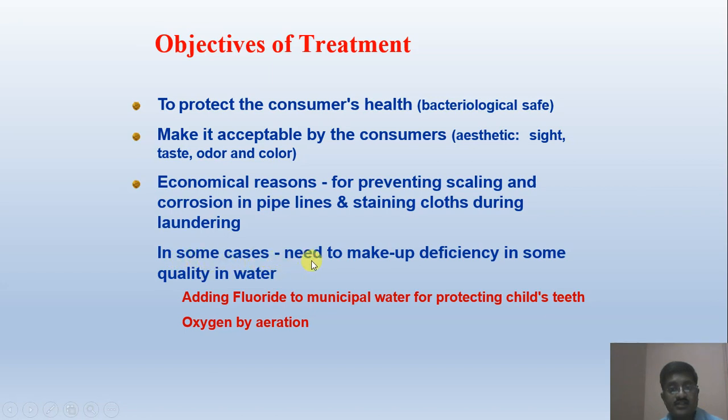And in some cases, we need to make up a deficiency in some quality of water. So depending upon the various types of water, we'll have to see what kind of treatment is to be given, and what parameters we'll have to remember. For example, adding fluoride to the municipal water for protecting children's teeth, or adding oxygen by providing a treatment like aeration. Such kinds of things we'll have to think about before sending the water to the consumer.